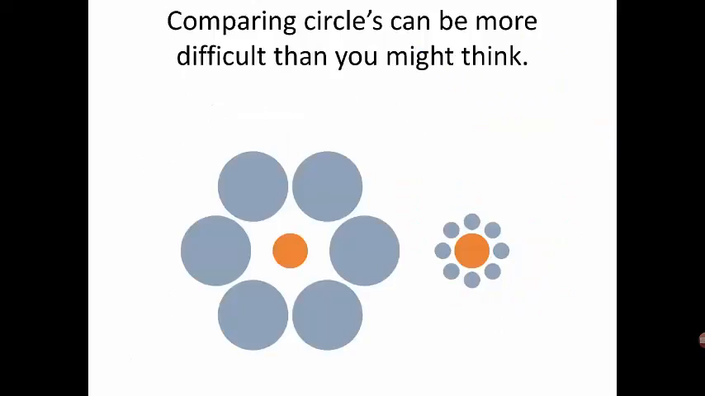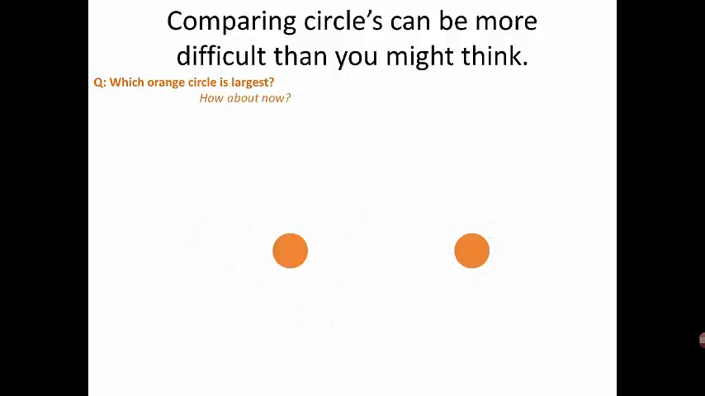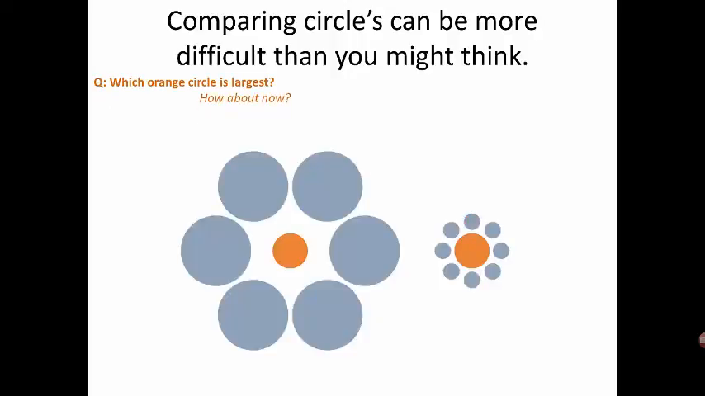Well, for one thing, it turns out accurately comparing sizes may be more difficult than you'd expect. For example, say I raise the question, which of these two orange circles is largest? How about now? How about now? And I think you get the point. This is a famous illusion called the Ebbinghaus illusion, forgive me if I'm mispronouncing that.